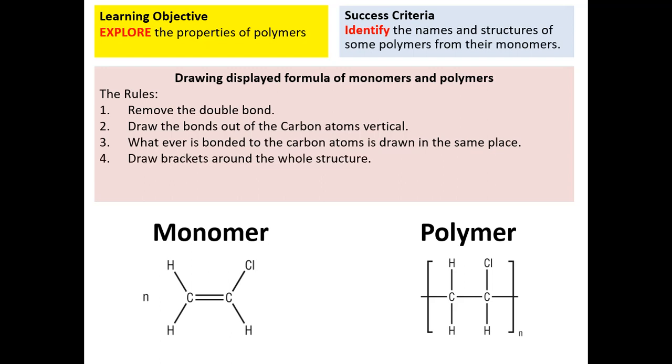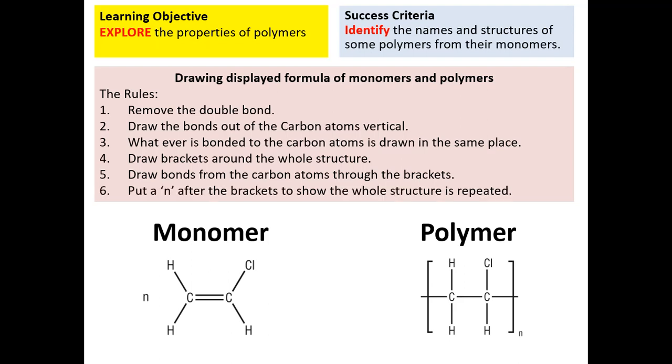Then you draw brackets around the whole structure. Sometimes you'll see the brackets are square, sometimes you'll see them that they're curved. It doesn't really matter. The brackets are very important though, because they show which bit is repeating itself. So which unit, the whole thing, is repeating itself. Then draw your bonds from carbon atoms through the brackets. So you've got to make sure that those carbon atoms have got 4 bonds. And even though it might seem little, you've got to make sure the bonds coming out horizontally go through the brackets.